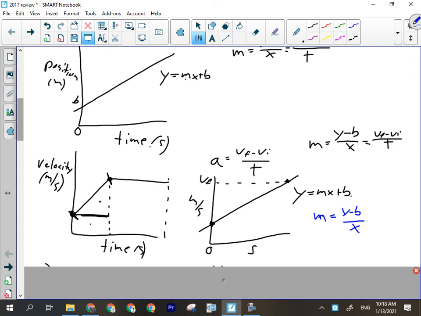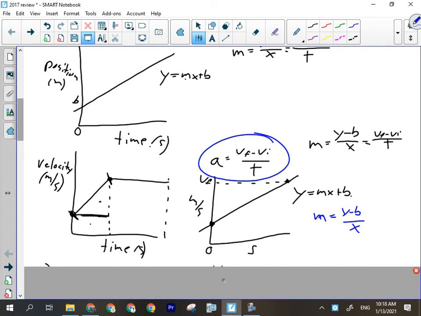What's vf minus vi over t? Right, the slope of that line would be acceleration. Again, it's not something you have to memorize. How long did it take me to figure it out? About 5 seconds. So it's not too tough to figure out.